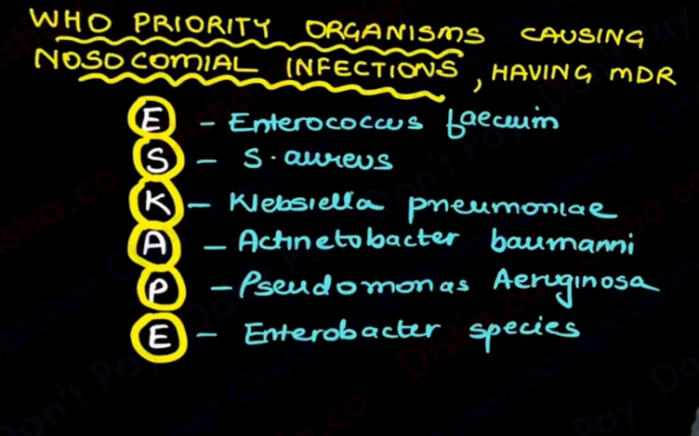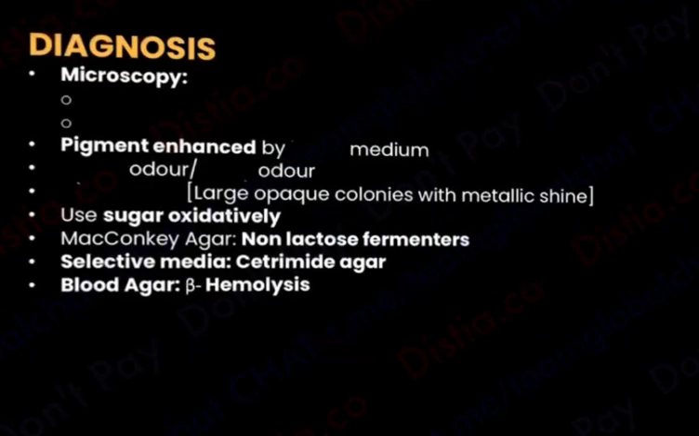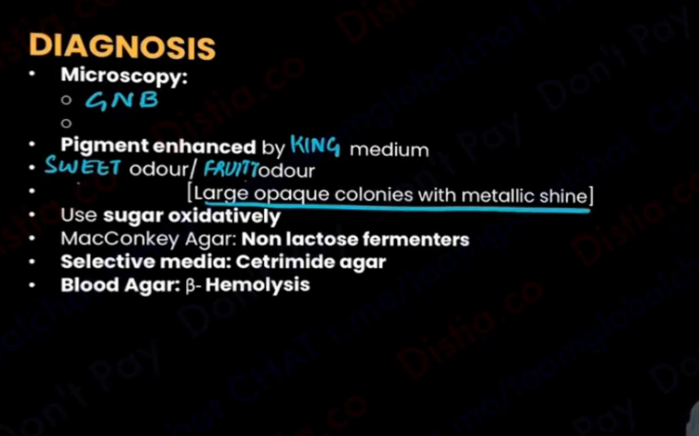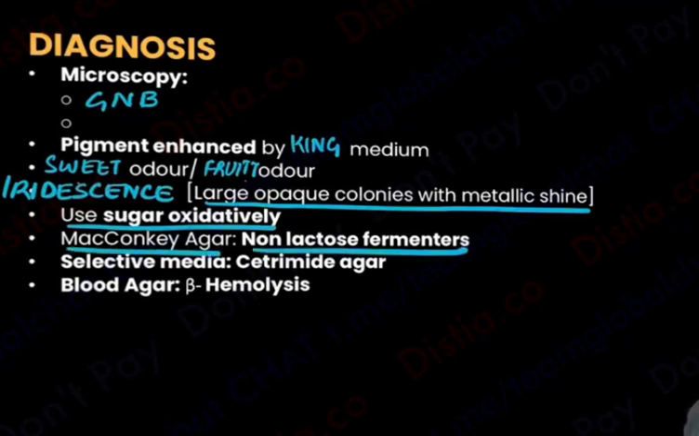So we are almost over with our story of Pseudomonas, but there is a list over here which I'll read through, and since it's tough to learn, I'll give you a mnemonic. In microscopy, don't I already know that this is going to be a gram-negative bacillus? Of course, yes. Pigment produced is enhanced by which media? The King's media. Please note, it gives a very sweet or fruity odor in most cases. Whenever the colonies are formed, they tend to shine, and that property is known as iridescence. Are they fermenters? No, the first topic was they are non-fermenters. They use sugars oxidatively. Are they lactose fermenters? Not at all. What will they show on blood agar? Beta hemolysis. What is their selective media? Cetrimide agar.